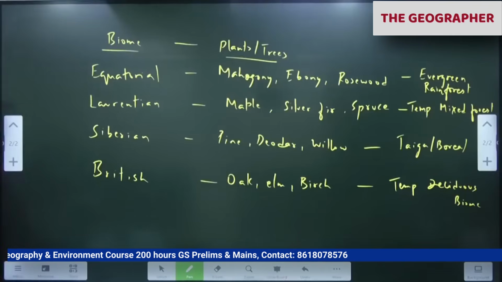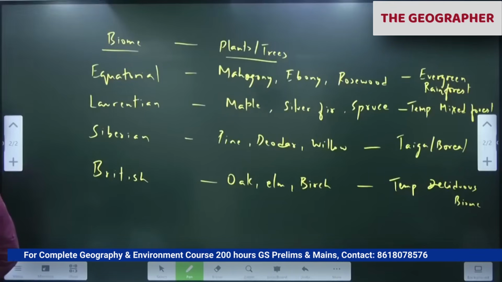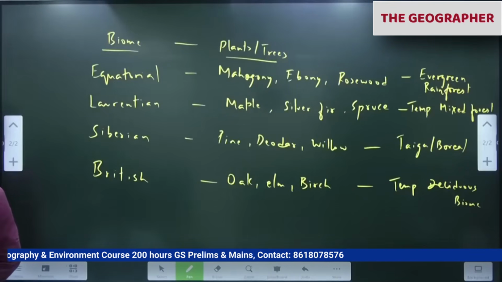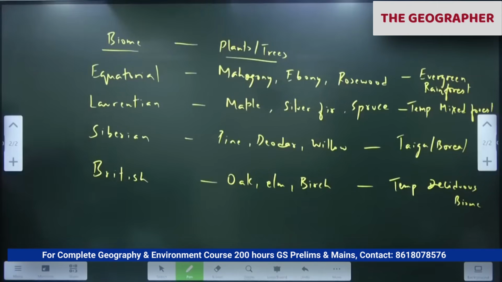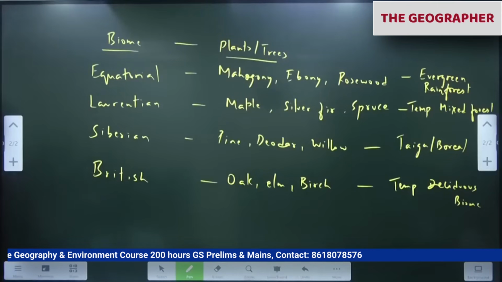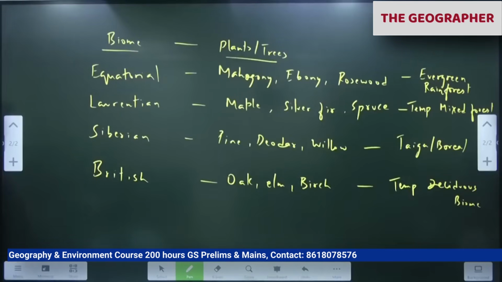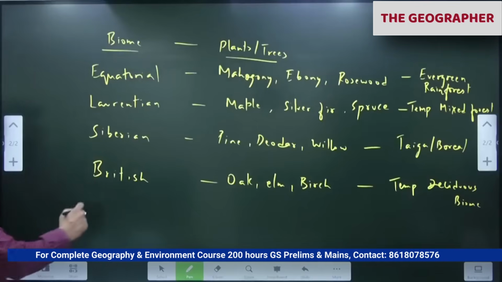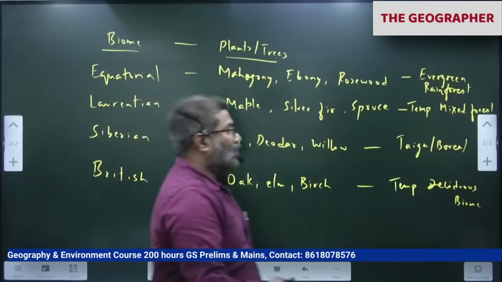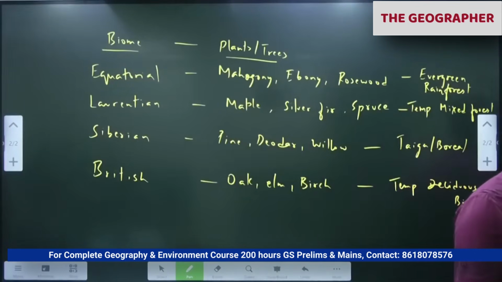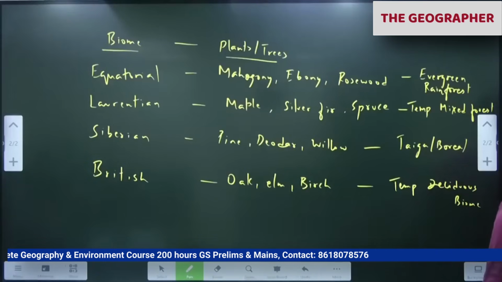And which of the following are found only in the northern hemisphere or only in the southern hemisphere? All the biomes are found in the southern hemisphere, but only two are found only in the northern hemisphere. That is Laurentian and Siberian. Laurentian and Siberian are found only in the northern hemisphere. So please remember this. Vegetation type, plants, trees, one question they can ask.